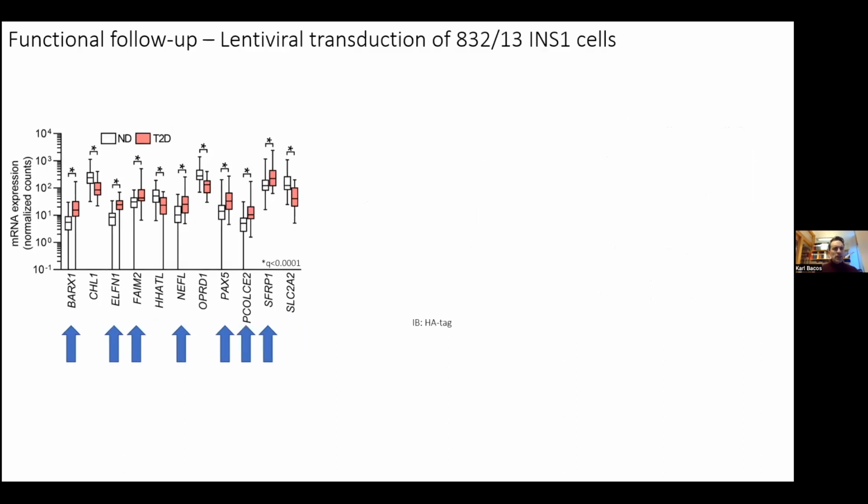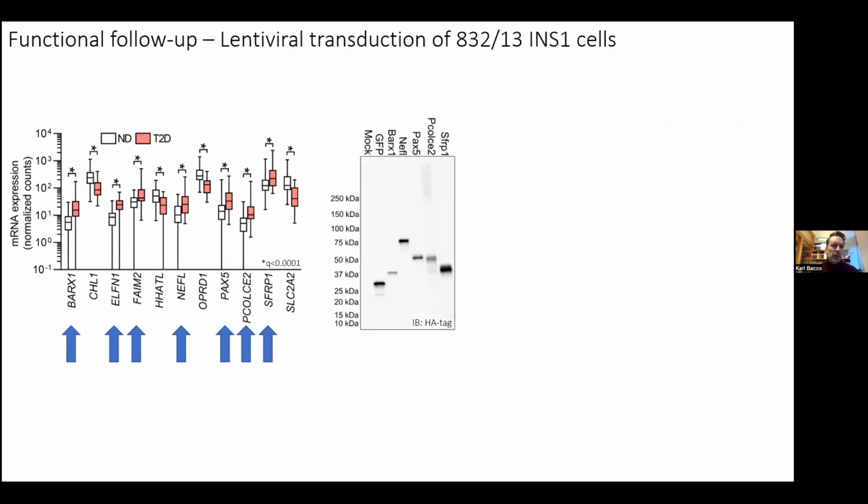The other 7 genes are upregulated in type 2 diabetes, and we used lentiviruses to overexpress only 5 of them in clonal beta cells. We didn't do all of them. I don't have time to go into why. It's in the paper if you want to find out why. But we overexpressed these 5 genes or proteins in clonal beta cells. So BARX1, NEFL1, PAX5, PCOSA2, and SFRP1.